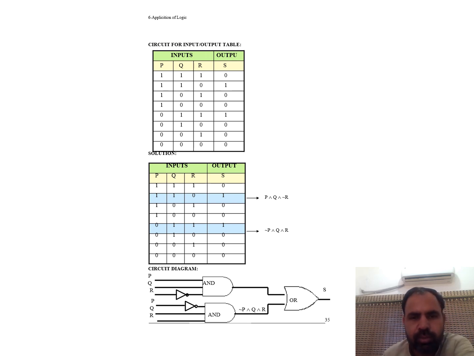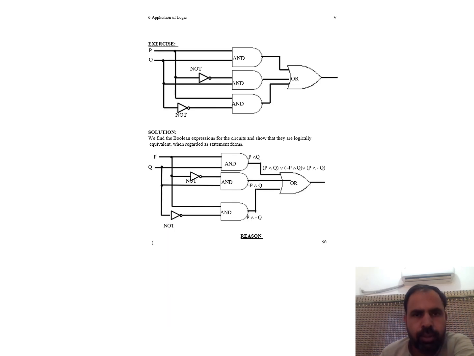This is the solution: negation P and Q and R, and this is with an OR gate, so this is the solution S. Next is also an exercise. This is an exercise: P, Q, and P is also with an AND gate, and here is an AND gate, NOT, and this is OR. Now we find the solution of this diagram.